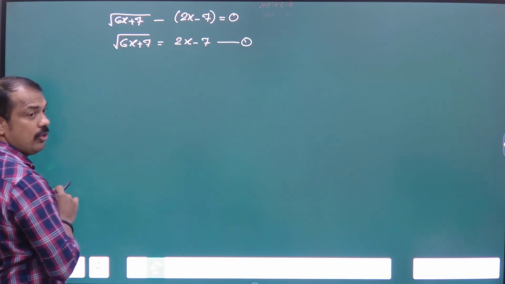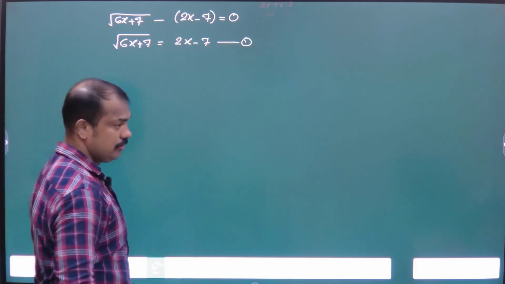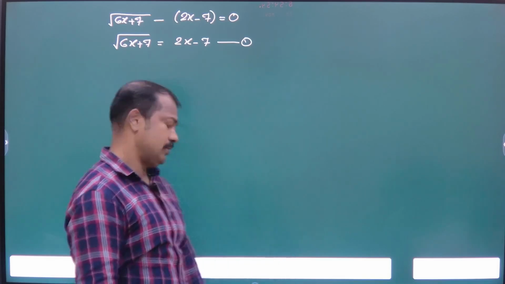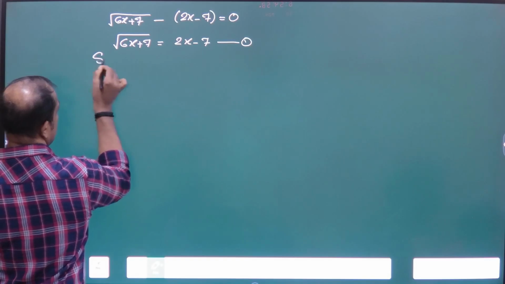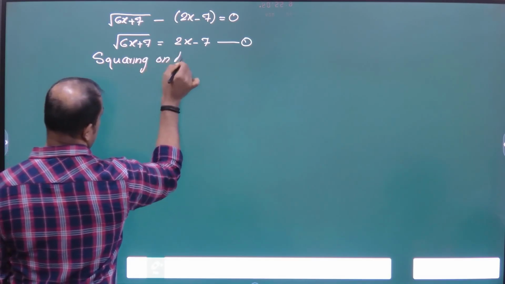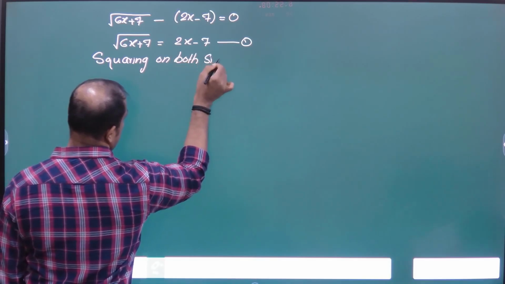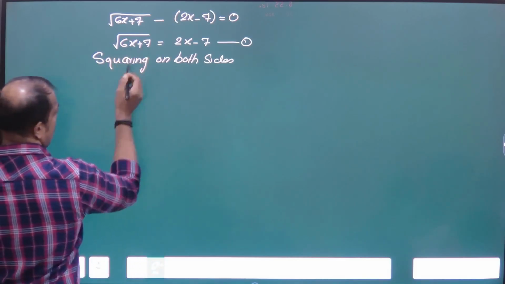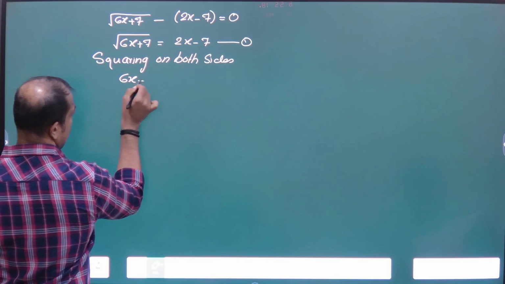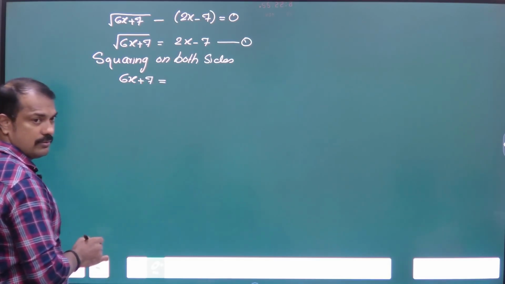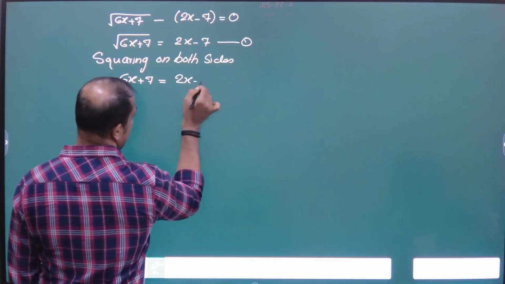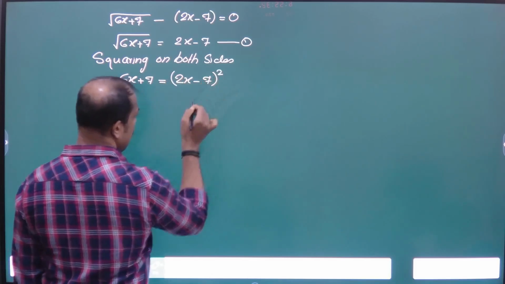अब क्या करना है? Squaring on both sides. इसके बाद this is equation 1, ध्यान रख दो, हमेशा equation 1 पुट करना, लास्ट में काम आएगा। Next, squaring on both sides. बताओ, what is the square of under root 6x plus 7? 6x plus 7. 6x plus 7 is equal to 2x minus 7 whole square.